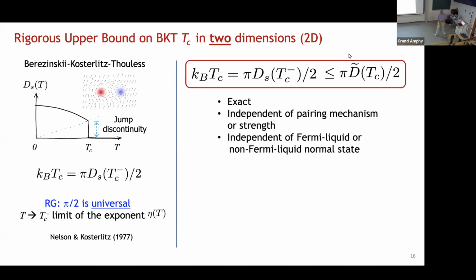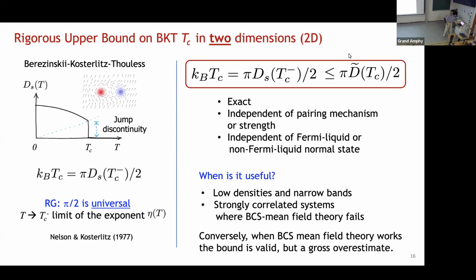So then our bound proceeds as follows. TC is related to the stiffness just below TC. But I told you that the stiffness is upper bounded by the optical spectral weight. So TC cannot be larger than this object. Now, it's not clear that this is a useful equation yet. The rest of the talk is going to try and show you how it's actually very useful. But one thing is clear, this is an exact statement. No mean field theory. It's independent of pairing mechanism or strength, so long as you have a BKT transition. And it's independent of whether the normal state is a Fermi liquid or a non-Fermi liquid. It's independent of almost anything that can be.